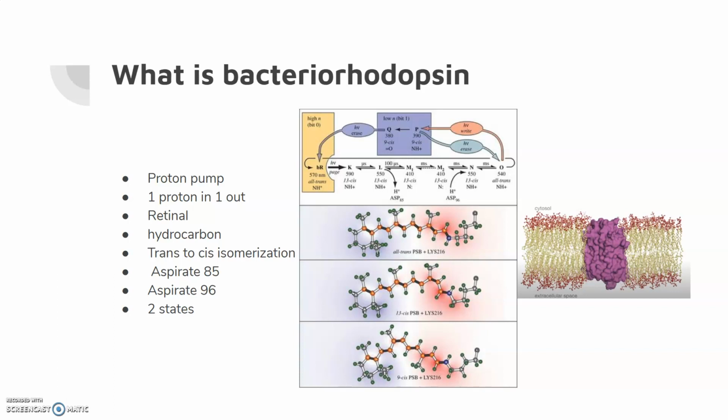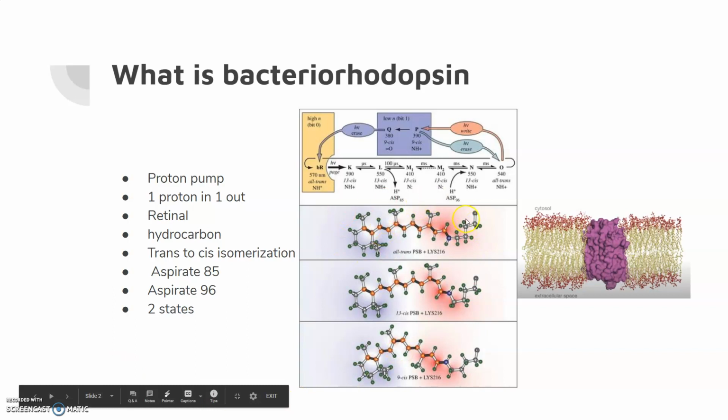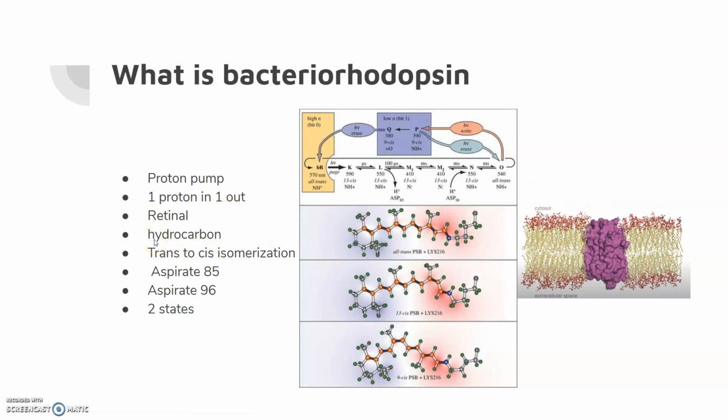So there is this hydrocarbon called retinal, and I think it's here. There's another image later. Whenever it gets hit by light, there's this light-induced trans to cis isomerization. It changes from a trans to a cis, and that changes it in a way that it can pass a proton to aspartate 85, which then takes this proton and kicks it out into the extracellular space using water molecules.